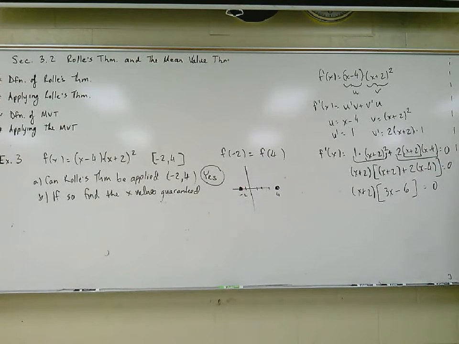Set each part equal to 0. I'll set x plus 2 equal to 0 and 3x minus 6 equal to 0 because it's factored. And I get x is negative 2 and x is 2. Okay, now you have to be careful. One of these answers you don't take. Anybody know what answer I do not take?